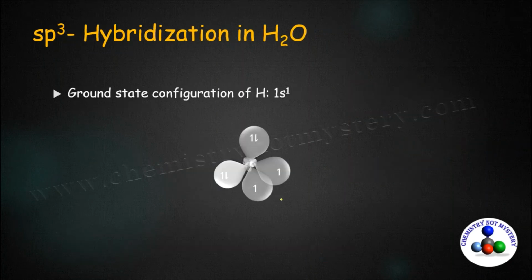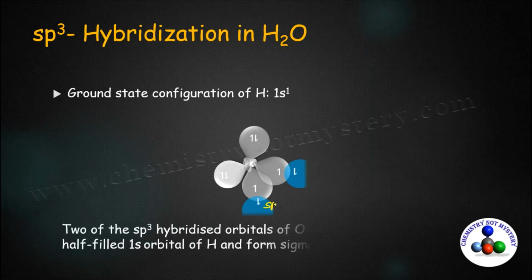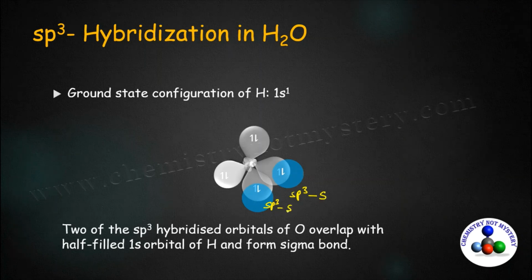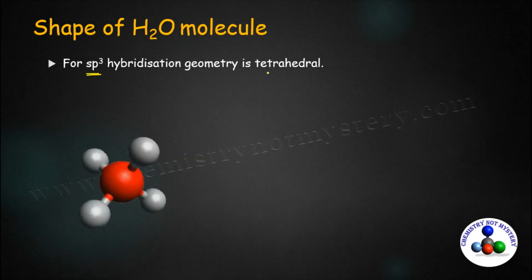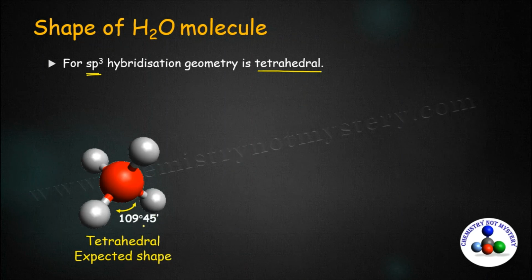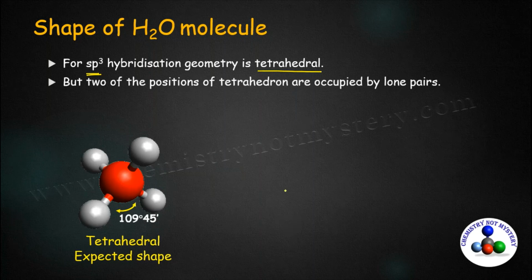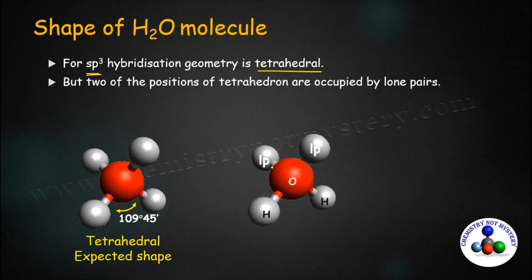Now for the formation of sigma bonds with 2 hydrogens, 2 of the sp3 hybridized orbitals of oxygen overlap with the 1s orbital of hydrogen and form 2 sigma bonds. Now come to the shape of the water molecule. As we have already discussed, for sp3 hybridization, expected geometry is tetrahedral with a bond angle of 109 degree 45 minutes. But in case of water, 2 of the positions of the tetrahedron are occupied by the lone pairs.